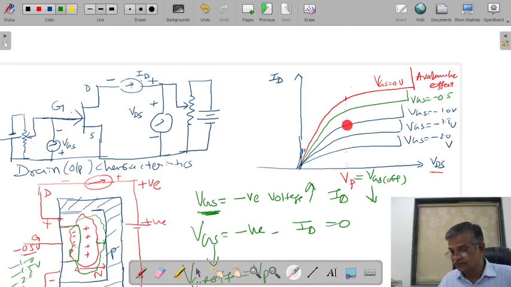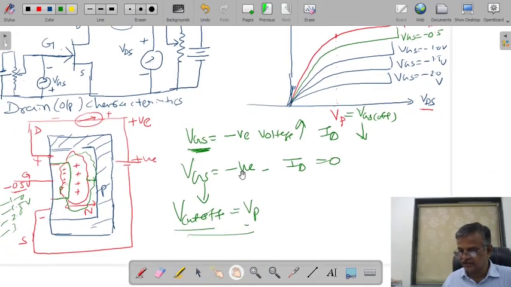Now, again, you increase the negative voltage, -0.5, -1, your drain current decreases. You can see here, at a certain value of the gate source voltage, your drain current is 0. It is called cutoff. What is called cutoff voltage?